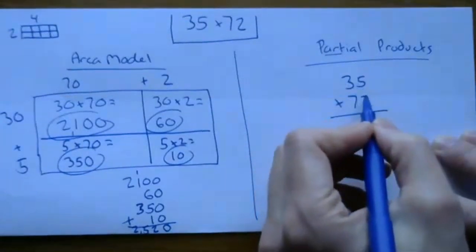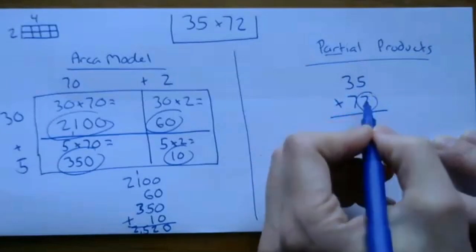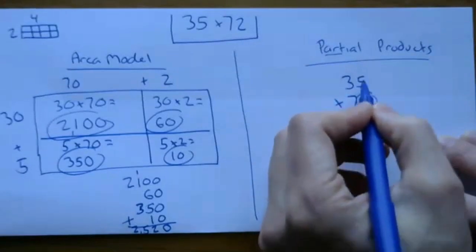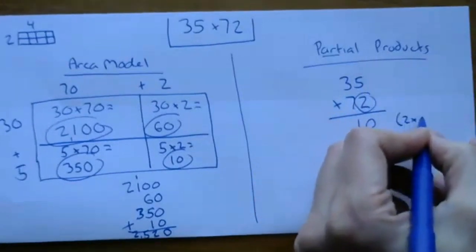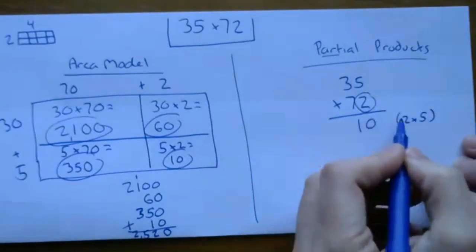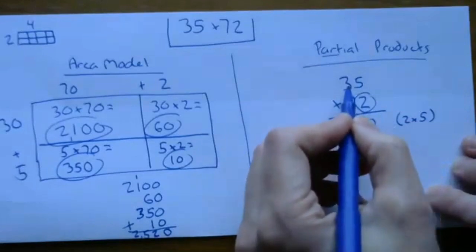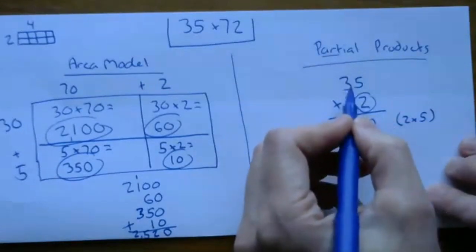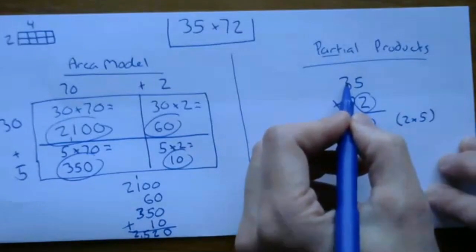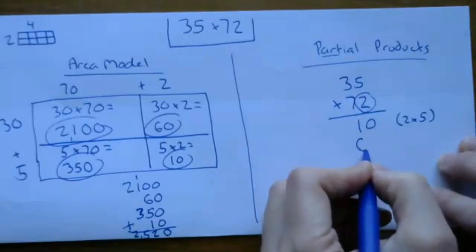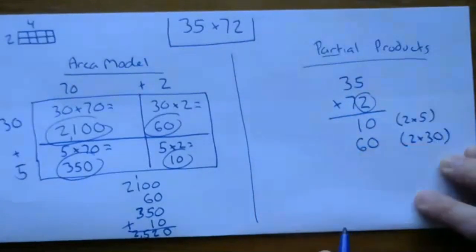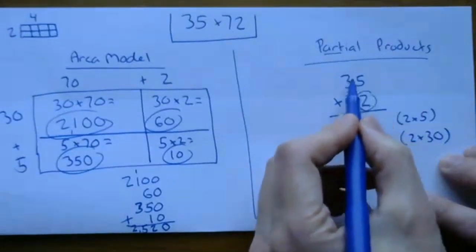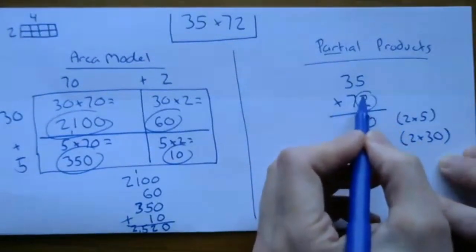So let's start with this 2 in the ones place. So 2 ones times 5 ones is 10 ones. I'll put this over here so you can see what I've done. That's 2 times 5. Now, 2 ones times 3 tens. Well, I know 2 times 3 is 6, but remember this is 3 tens. So 2 times 3 tens is 6 tens, or 60. It's 2 times 30. Okay, good. So now I've multiplied the 2 ones by each digit in that number.